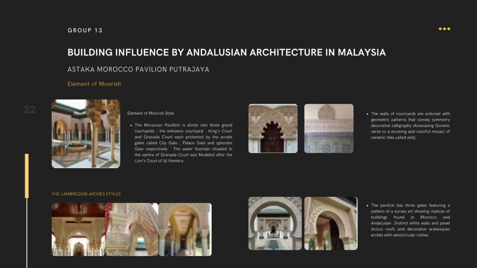Next, the walls. The walls of the courtyards are adorned with geometric patterns that convey symmetry, decorative calligraphy showcasing Quranic verses, or a stunning and colorful mosaic of ceramic tiles called zellige. Lastly, the pavilion has 3 gates, featuring a pattern of architectural art showing replicas of buildings found in Morocco and Andalusia, distinct white walls and pendant stucco roofs, and decorative arabesque arches with semicircular niches.